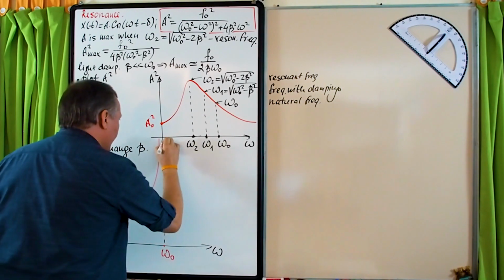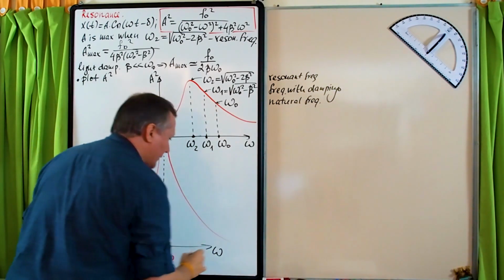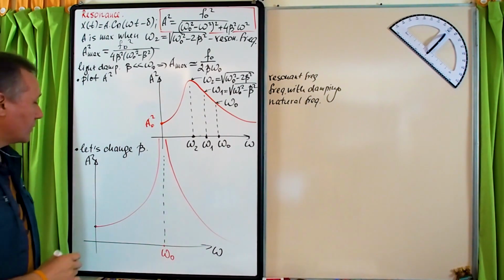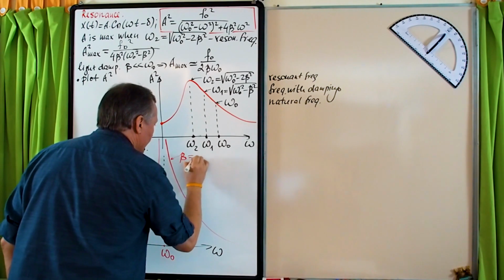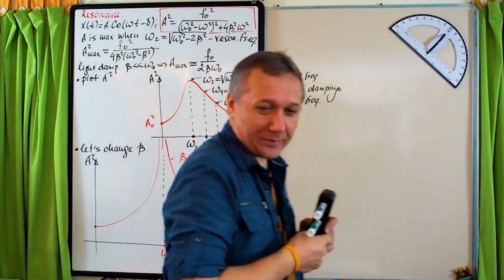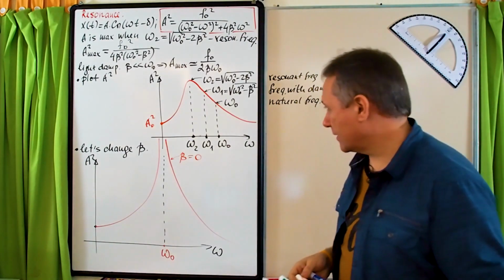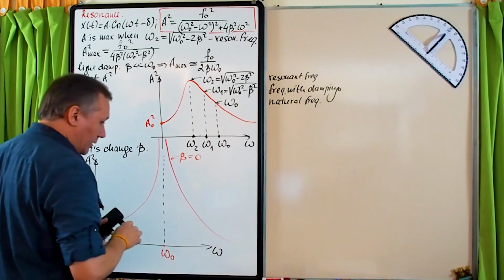And it will come from infinity on this side of the natural frequency, the resonant frequency. So that's the case when beta equals 0. Of course, the system is basically destroyed. Now let's add damping. And so what will happen?